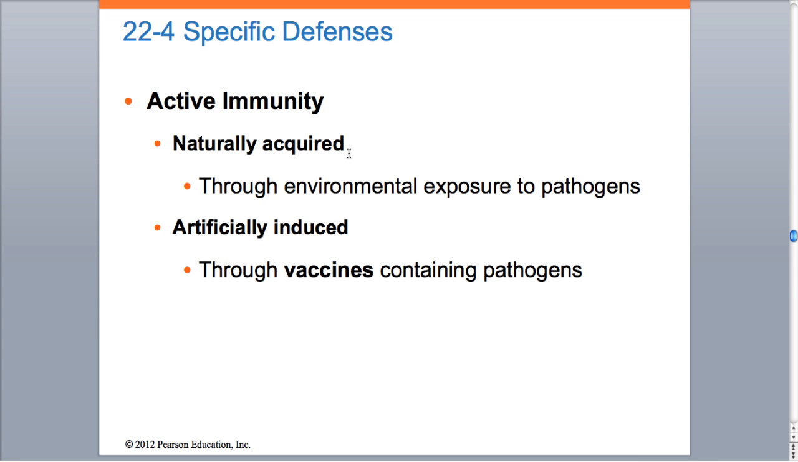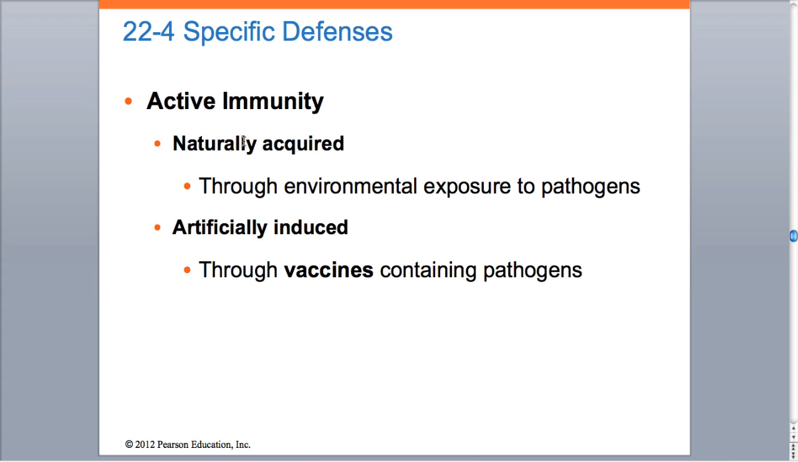Now, on a test, you are going to be using this 4-term language, such as naturally acquired active immunity. Okay, so that's a 4-term language. Naturally acquired active immunity, artificially induced active immunity. Make sure you're aware of those 4 terms.